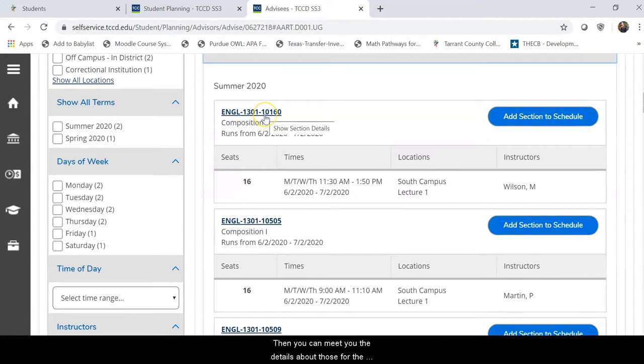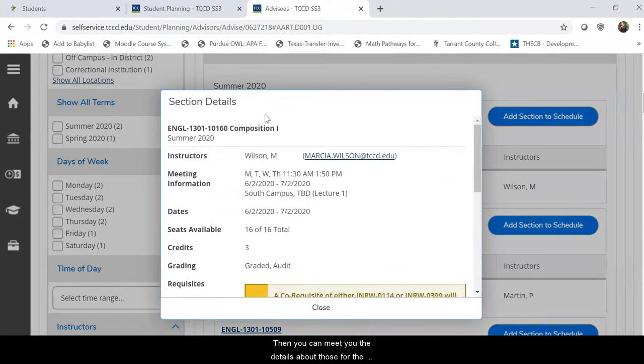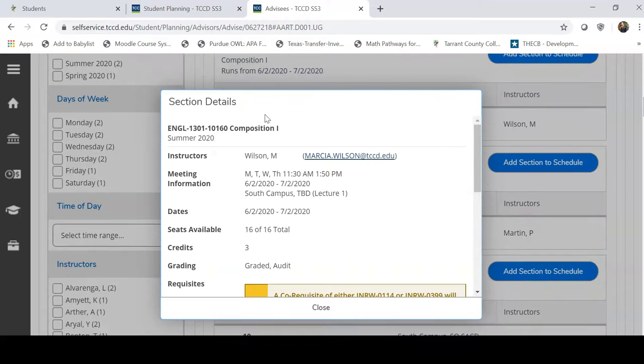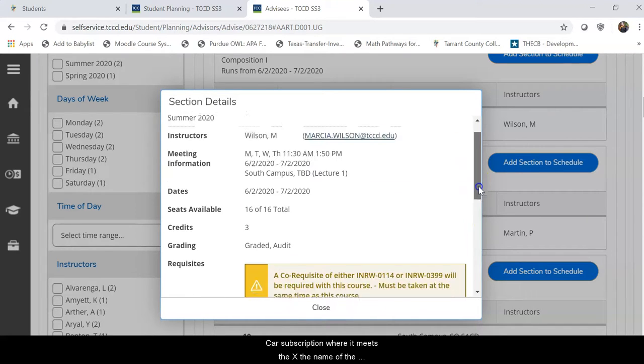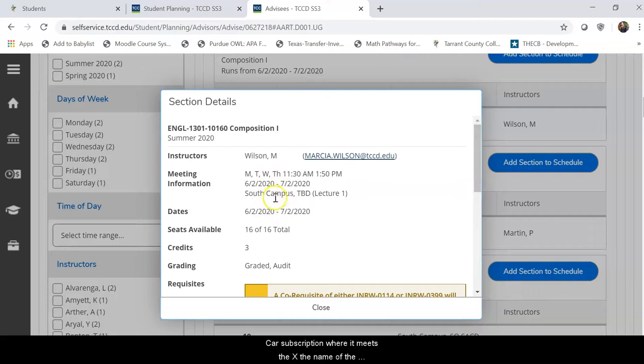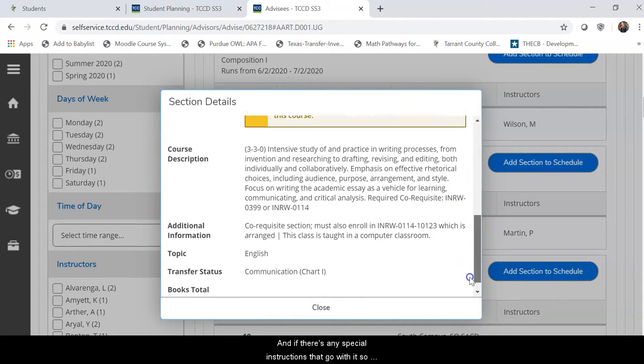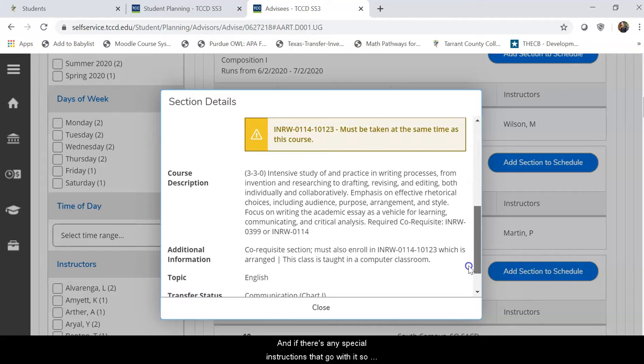And then you can view the details about those specific classes. So in this case, you can see the section number here. This is how you know it's specific. You can see the details, the number of seats available, course description, where it meets, the times, the name of the professor, all that good stuff. And if there's any special instructions that go with it.